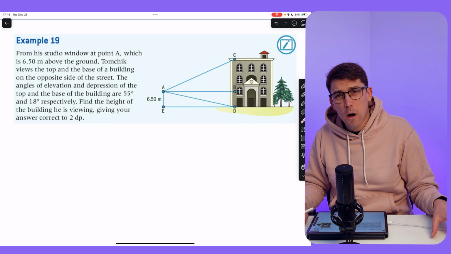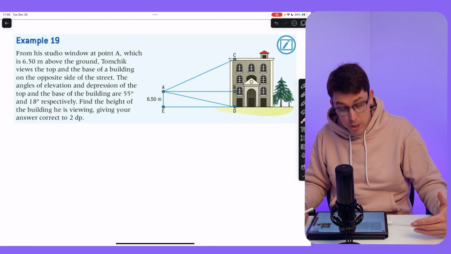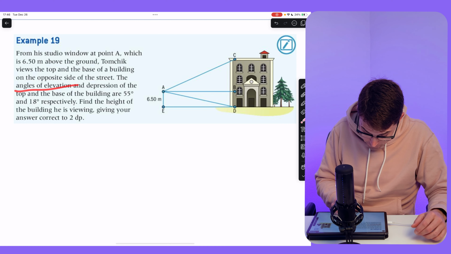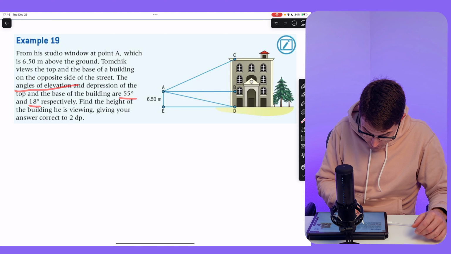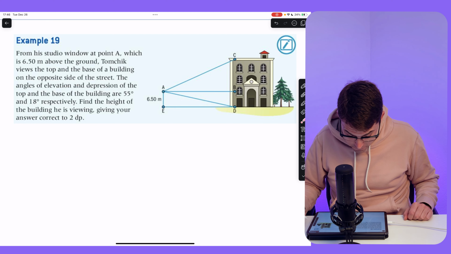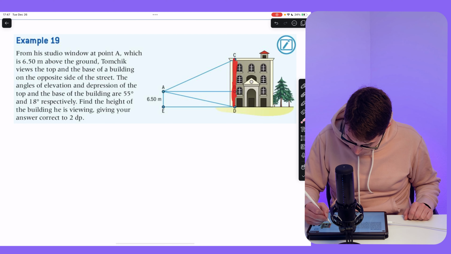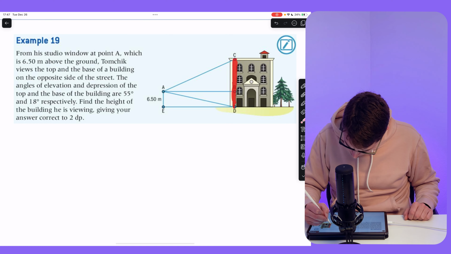And remember that respectively always just means kind of in order, meaning that 55 corresponds to the first one mentioned, which is angle of elevation, 55. And then since 18 is second, that's the angle of depression. So we want to find the height of the building that he is viewing, correct to 2 decimal places. So we want to find out the height of the building, kind of C to D here.